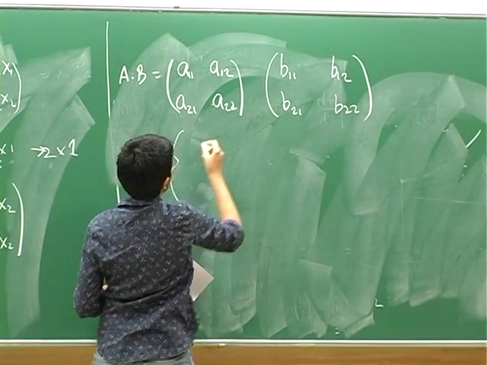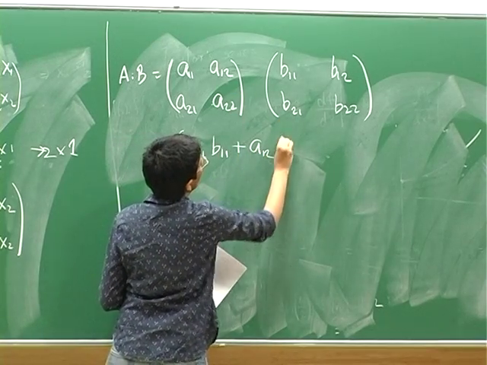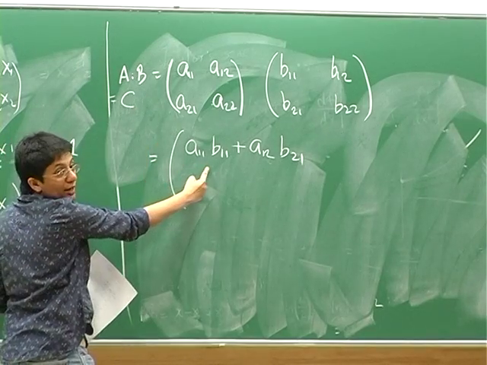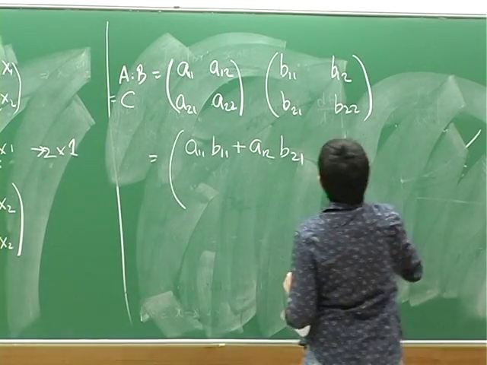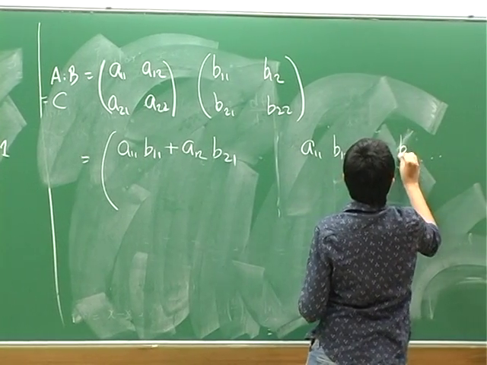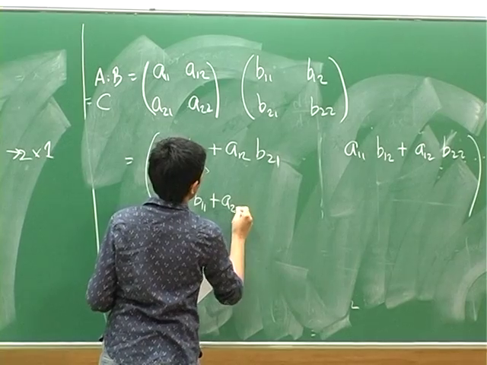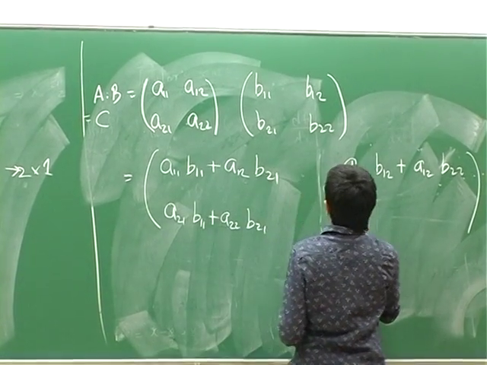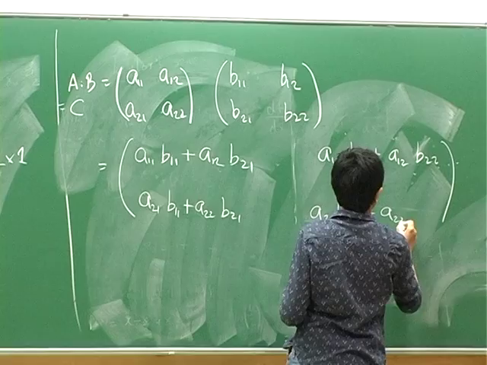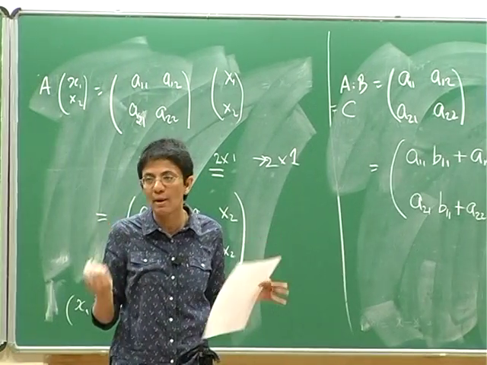So I multiply this with this, plus this with this. That's the first element. If I call this matrix C, this is my C11. I'm writing this longhand, but the simple thing that you can remember, and it's easy to remember, is the following.